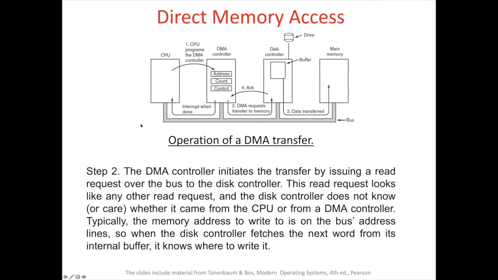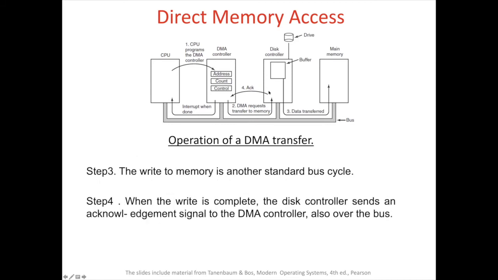In step 2, shown here, the DMA controller initiates the transfer by issuing a read request over the bus to the disk controller, given here. This read request looks like any other read request, and the disk controller doesn't know or care whether it came from the CPU or from a DMA controller. Typically, the memory address to write to is on the bus address lines, so when the disk controller fetches the next word from its internal buffer, it knows where to write it.